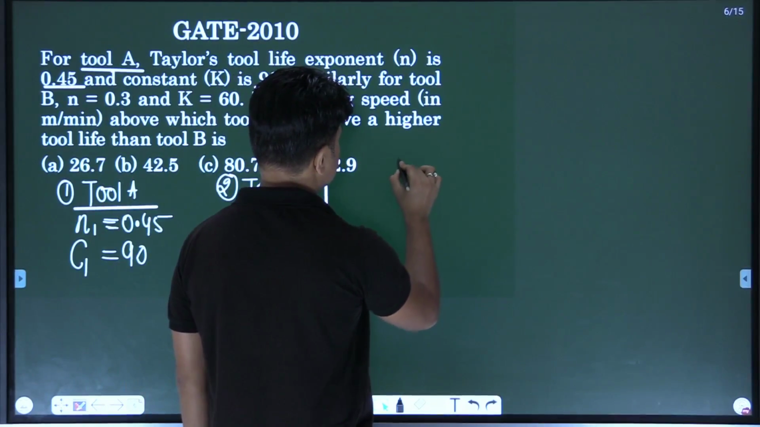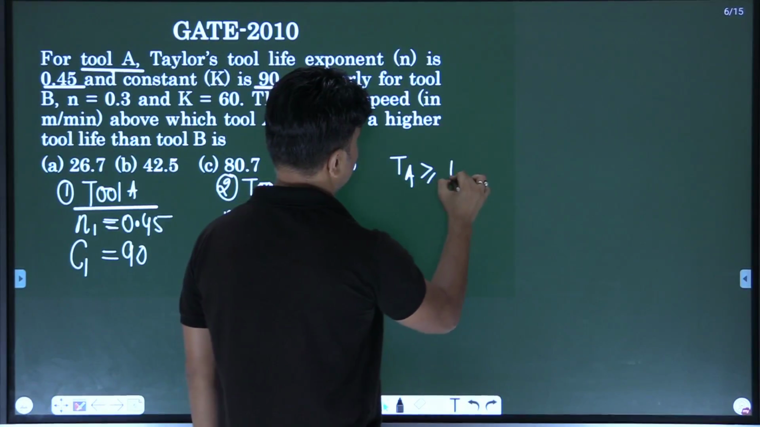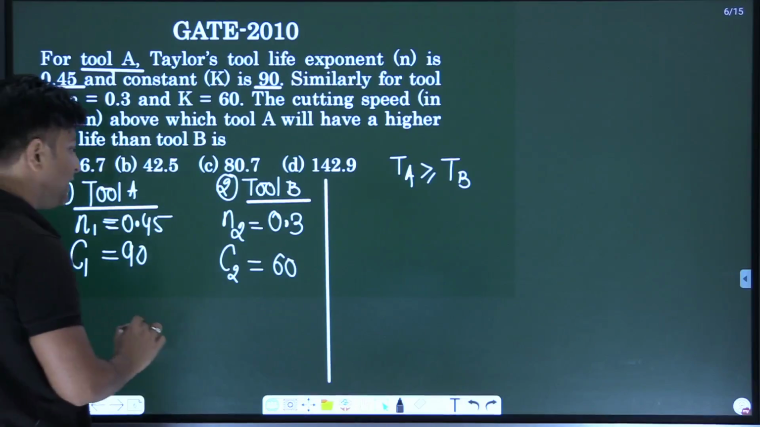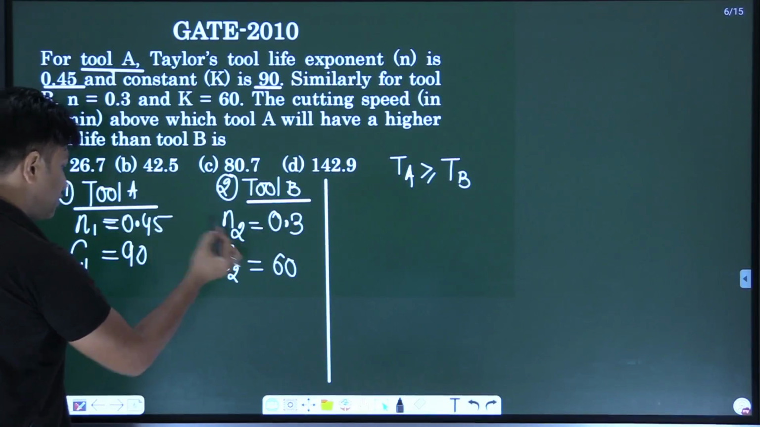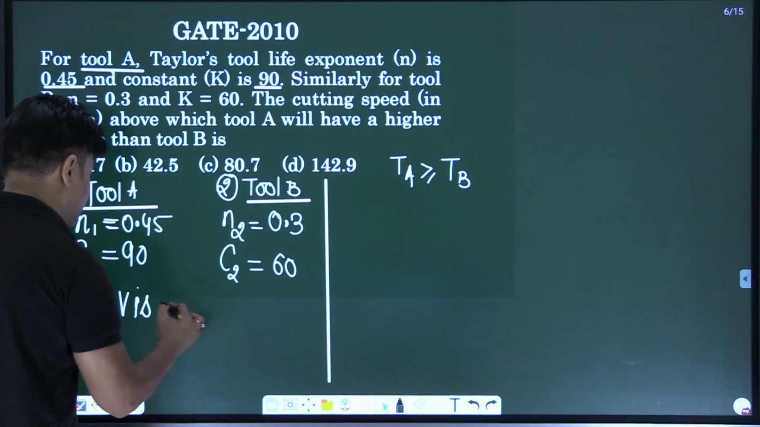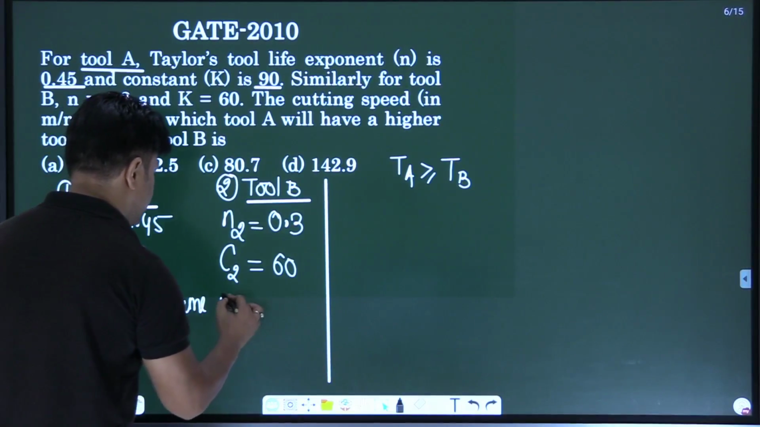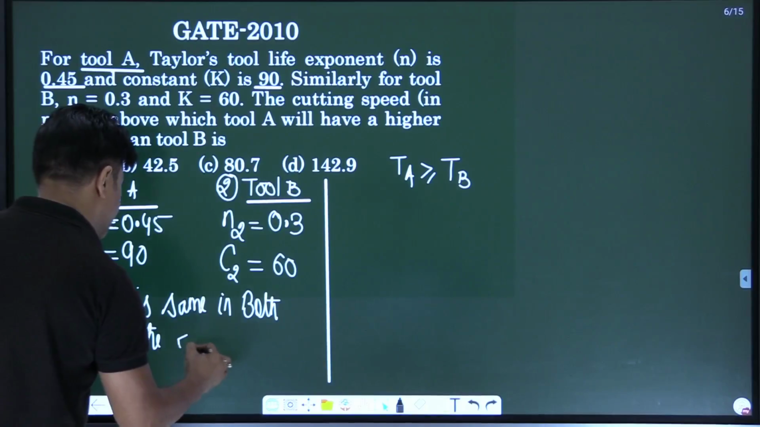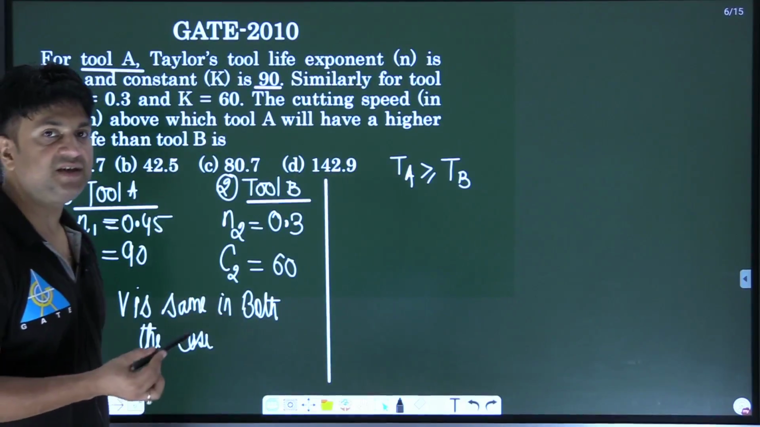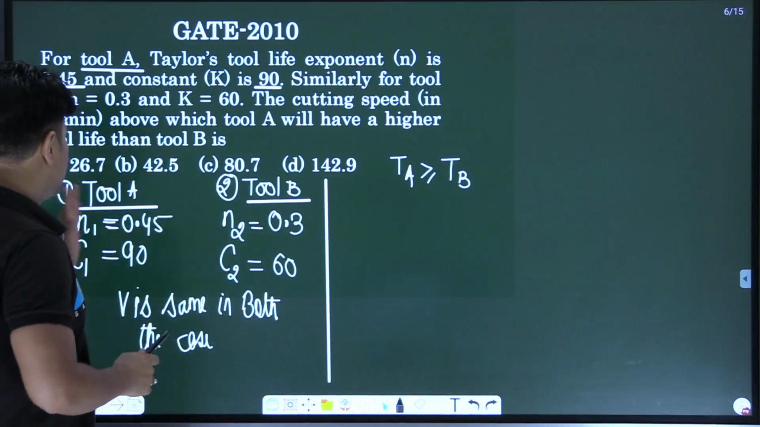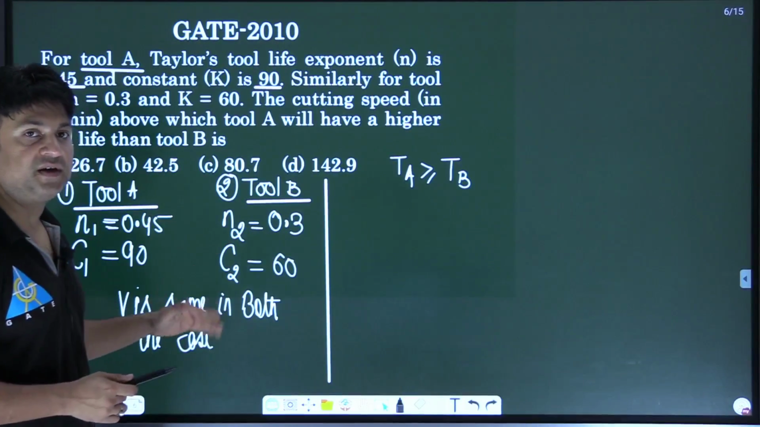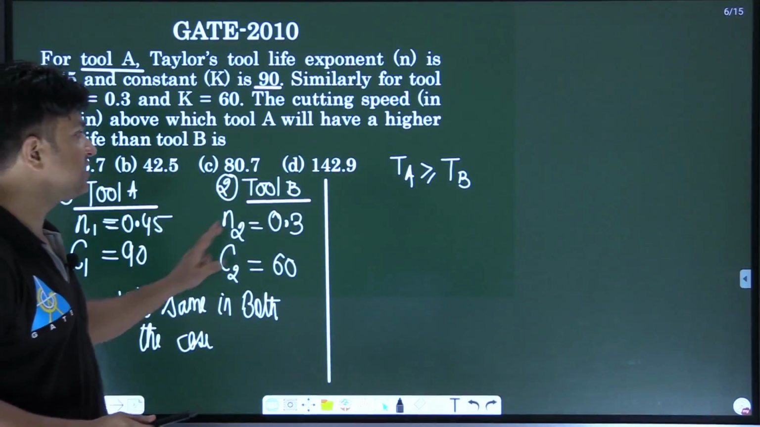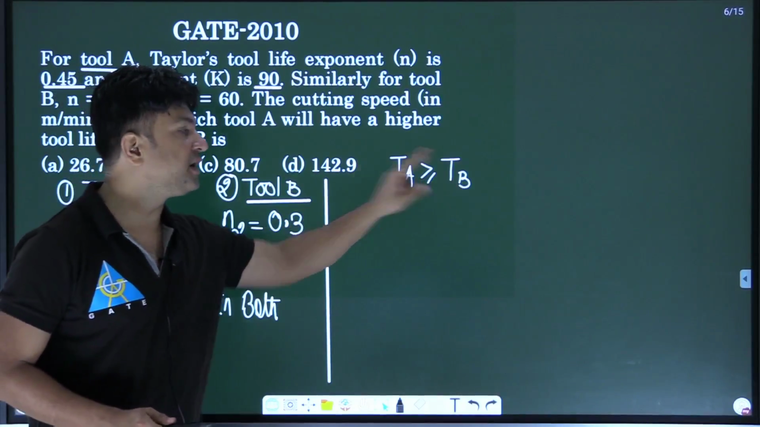Actually, he wants to know that tool A is greater than or equal to tool B at which velocity? What it means is that we are keeping velocity the same in both cases. V is the same in both cases. If you are keeping velocity the same in both cases, but the tool is different and the cutting condition is different, then we have to find that velocity which is the same in both cases, so that the tool life of A should be greater than or equal to the tool life of B.